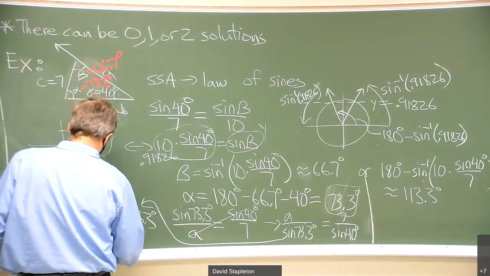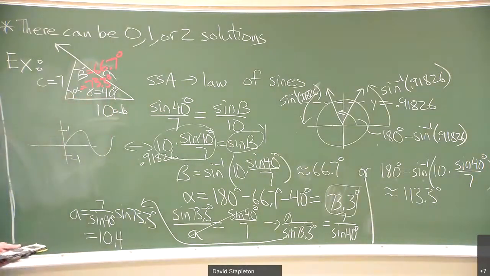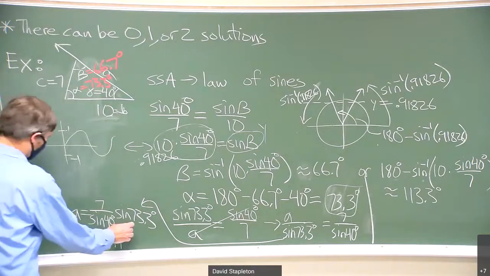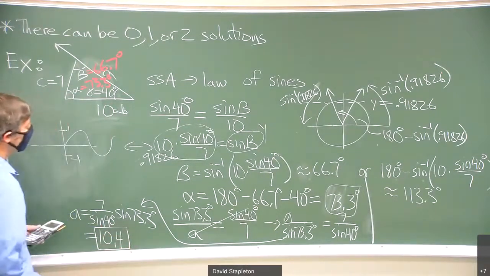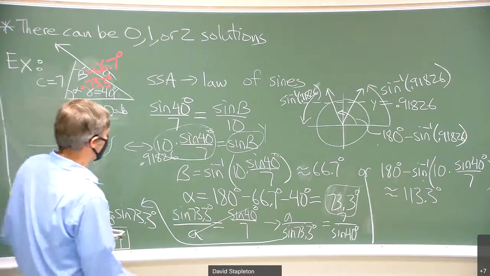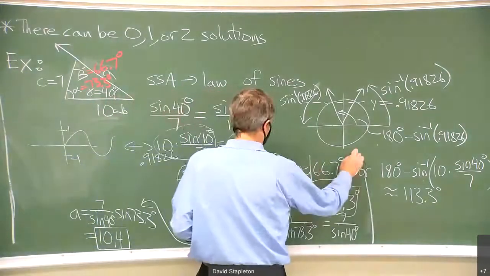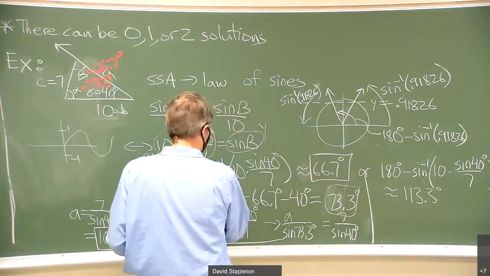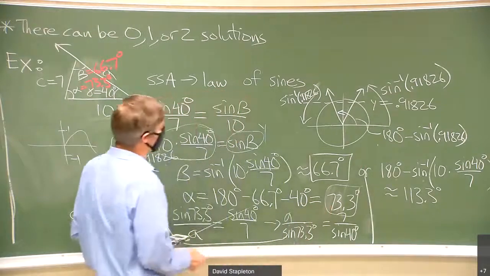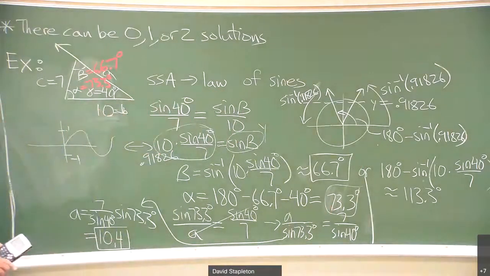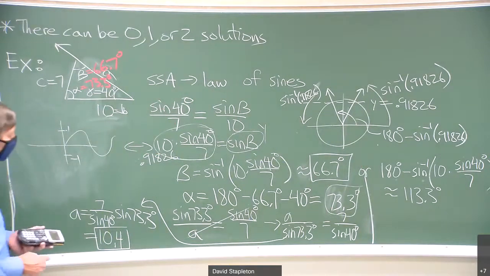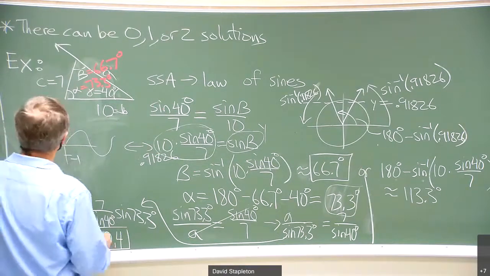So if I carry these all to one decimal place, there's the answer. A is 10.4. Beta is 66.7. And alpha is 73.3. I was given 3 pieces of information, and I found the other 3. So there's 3 angles and 3 sides. That's all of it. That's the one as drawn. 10.4.